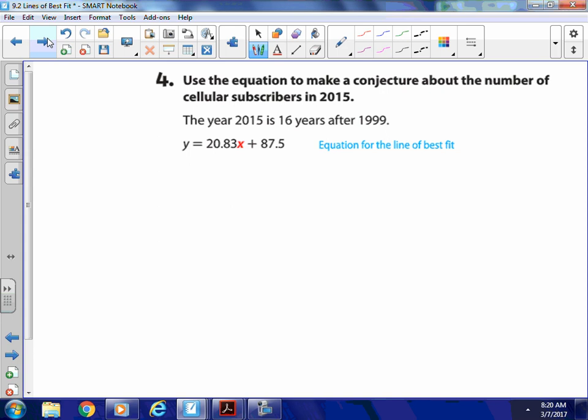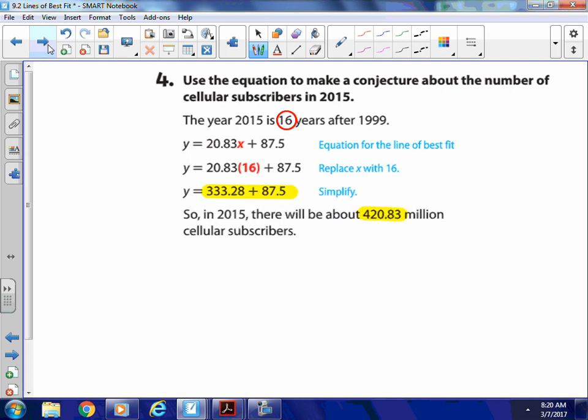So what are we asked to do? Well, we're asked to find out, at year 16, how many will there be? So that's an x value, and we can plug that in for x in our equation, our predictor model. Now do the math. And we add them up, and we get 420.83 million cellular subscribers. About. That's what we're predicting for 2015, which of course has already happened.